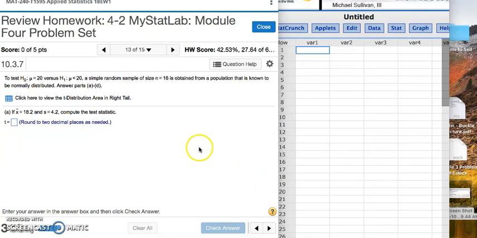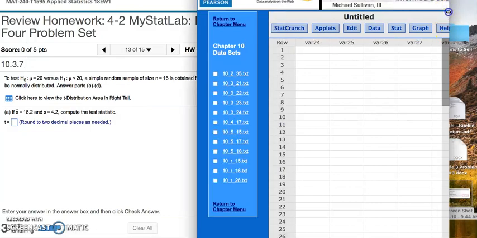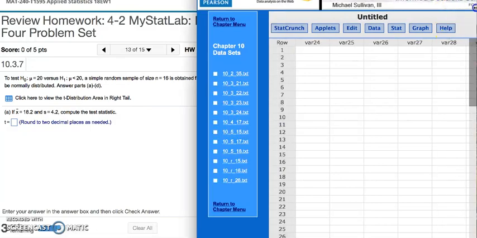Part A, if x bar equals 18.2 and s equals 4.2, compute the test statistic. Now, you can do this. You can use the formula. I'm going to walk through in StatCrunch. Again, I recommended this a couple times. You can do it by hand the first few times. Once you know how to do it, I recommend doing it in StatCrunch just to avoid some of that error.